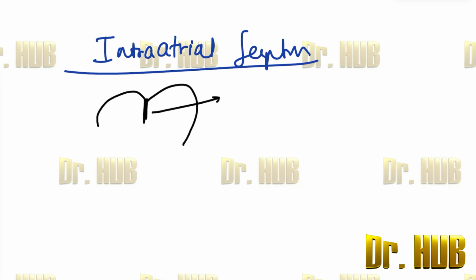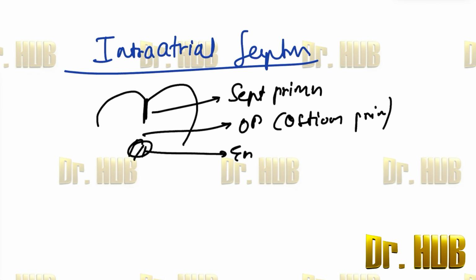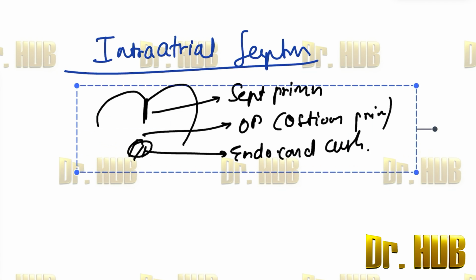The top structure protruding is the septum primum, and below it lies the OP, that is the ostium primum. Next, below that, there is nothing but the endocardial cushions. So this forms the base. So this is the first image we are seeing.